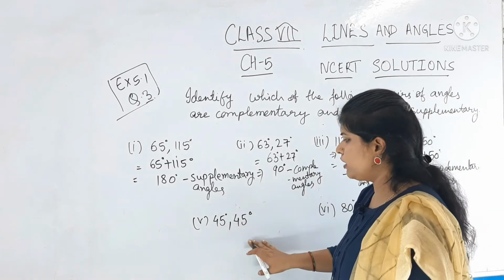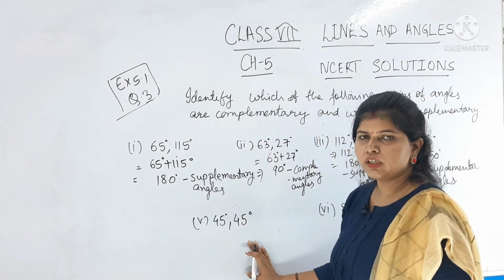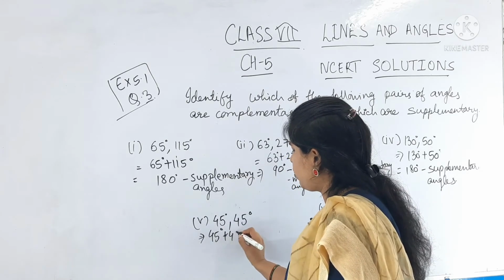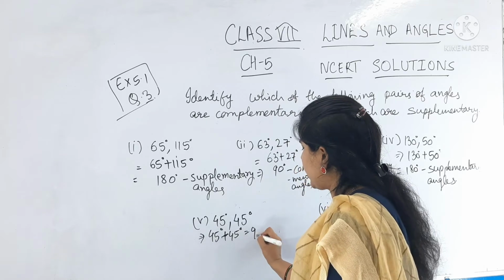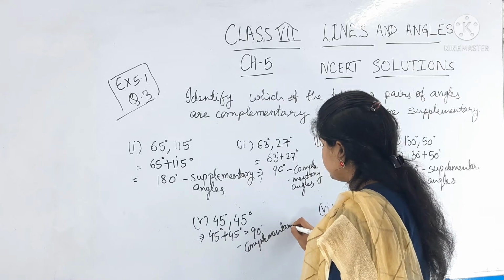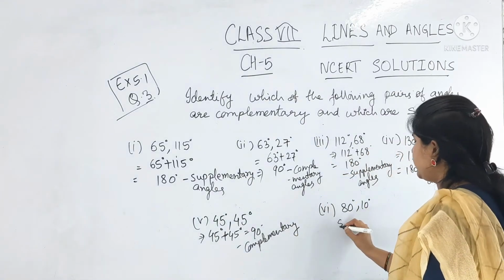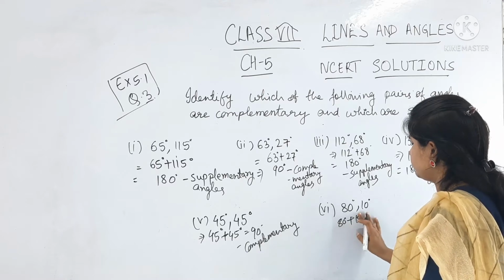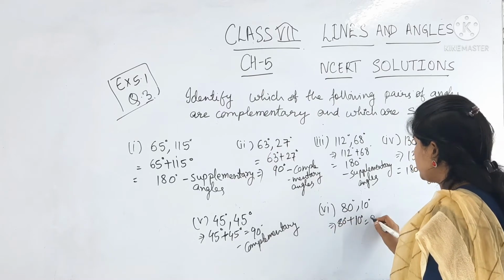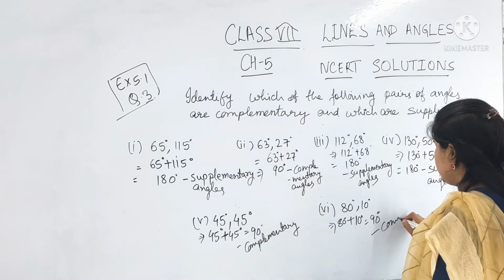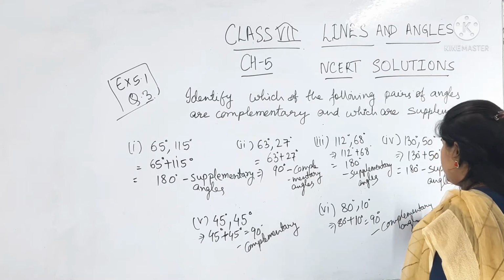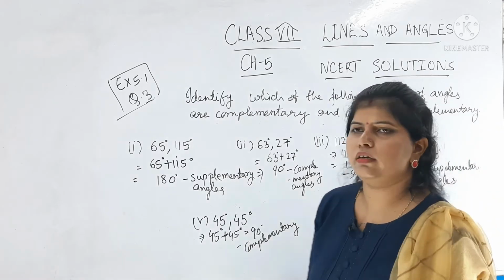Right? Here 45 degrees and 45 degrees, both are acute angles, so the sum will be 90 degrees only. You can see here 45 degrees plus 45 degrees is equal to 90 degrees, and this one is the complementary angles. Here 80 degrees plus 10 degrees is equal to 90 degrees, and that will be the complementary angles, right? So this is question number 3.